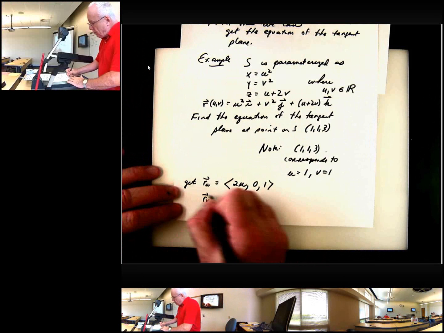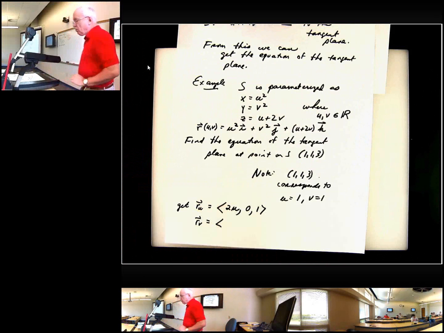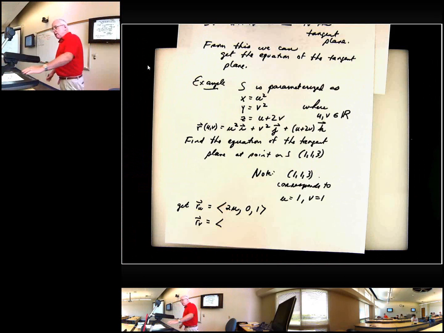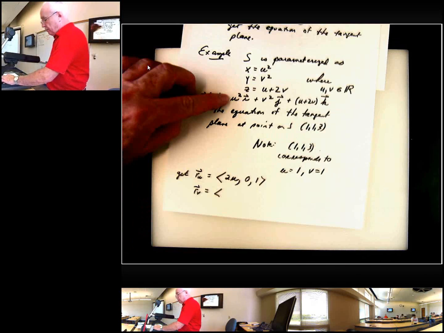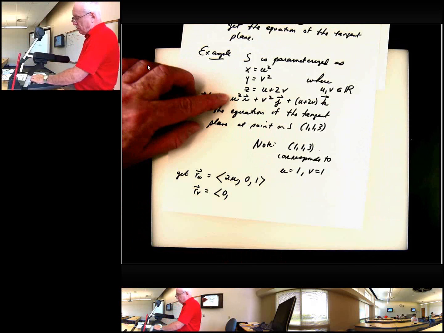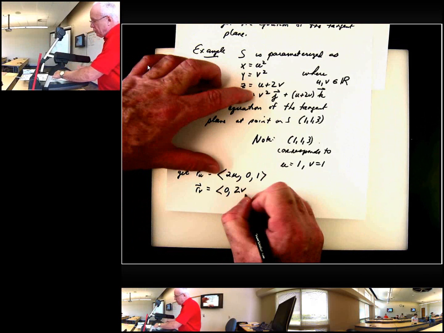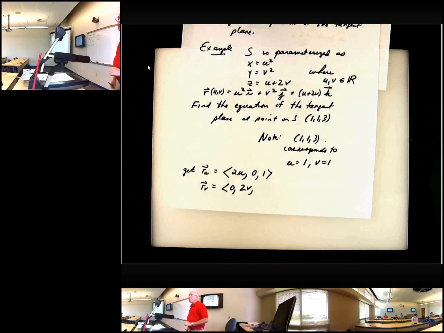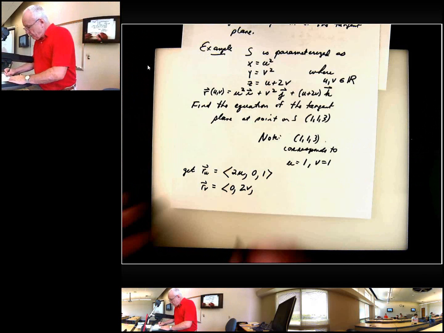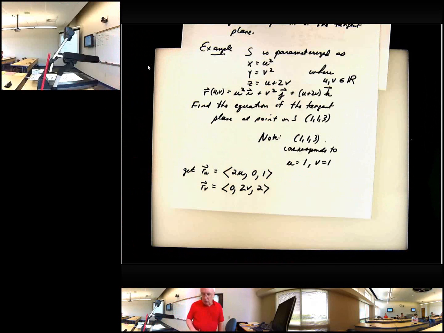Second vector, r_v, I do the derivative with respect to v. This time, u squared is the first component, so I get a 0. v squared is the second, so I'll get 2v. u plus 2v is the third, so I'll get a 2 there. All right.